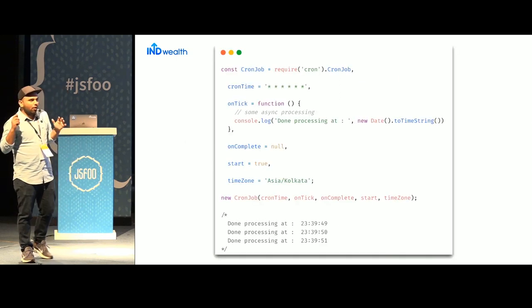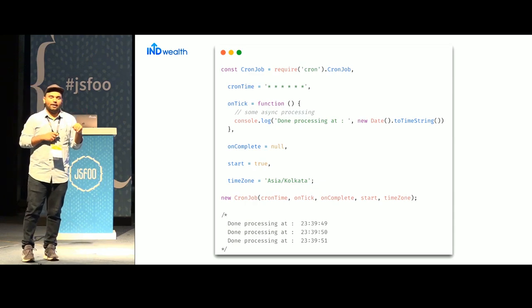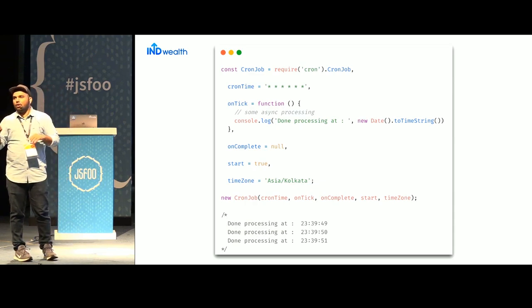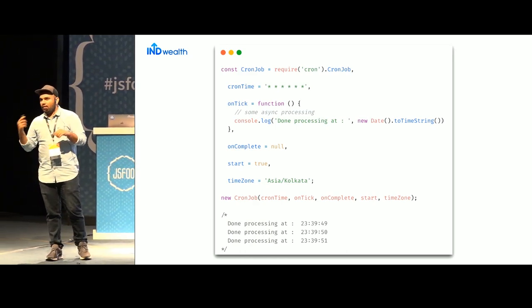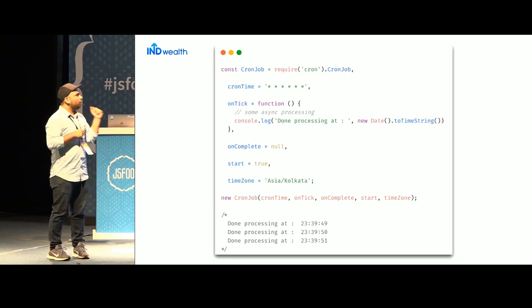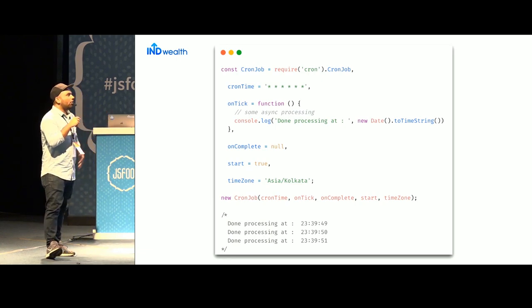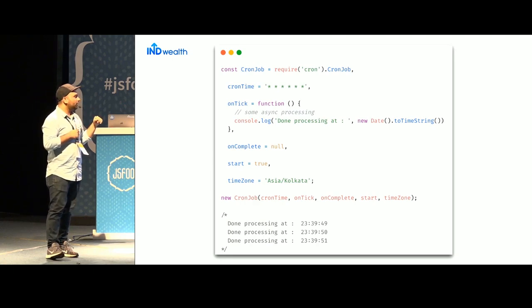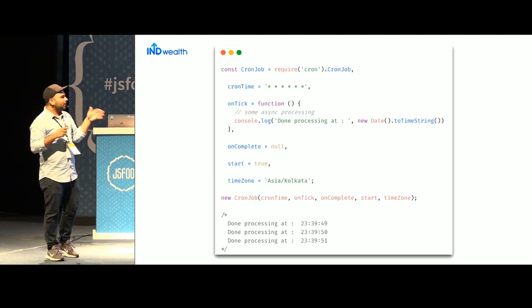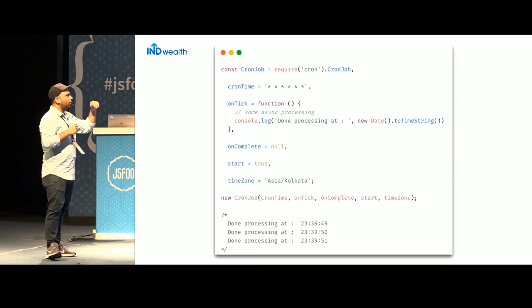So let's look at what a basic schedule looks like in the cron context. So basically, scheduling a cron in the cron context is as easy as instantiating a new object. So what we do is we require cron as a dependency. And at the bottom, we have instantiated an instance of it with the new syntax. The parameters that we've specified, we'll just go through them one by one.